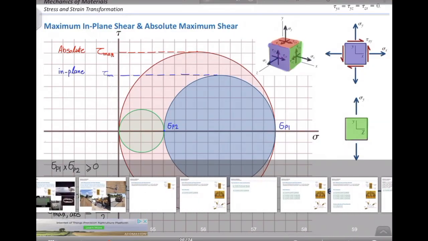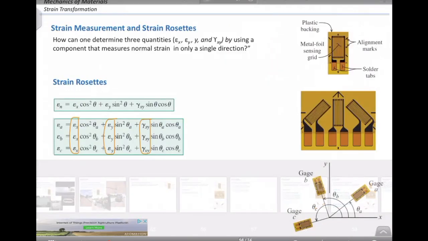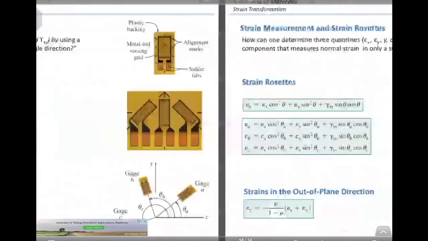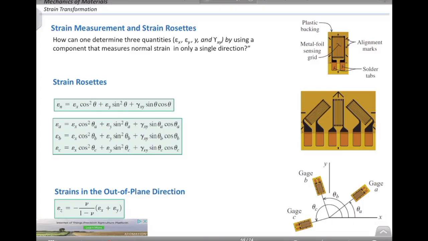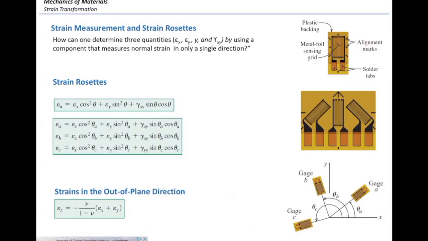Okay, so strain rosettes are discussed here. This page summarizes the equations that we need for solving strain rosette problems. The basic thing we need to do is form a system of three equations and three unknowns, because in strain rosettes we have three gauges. The only tricky part is what angles we need to put into these equations.